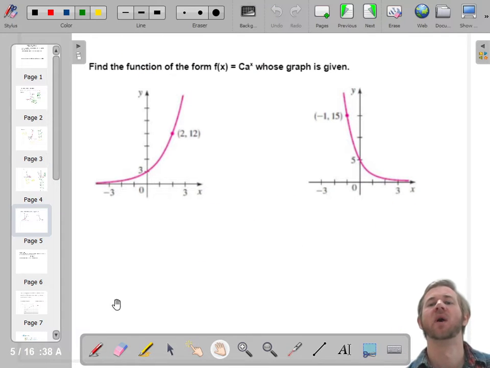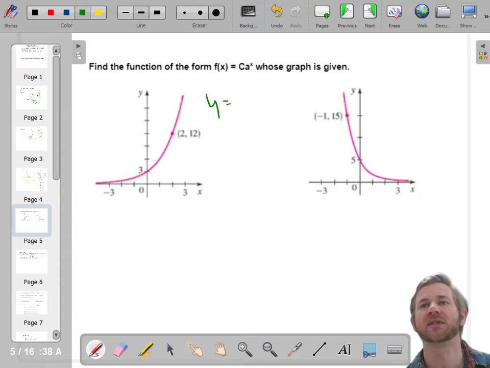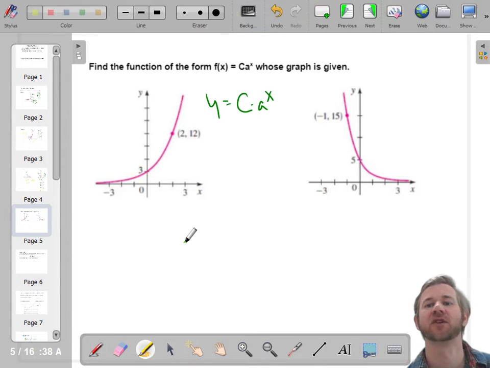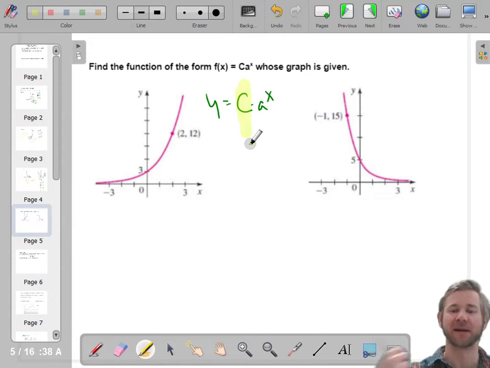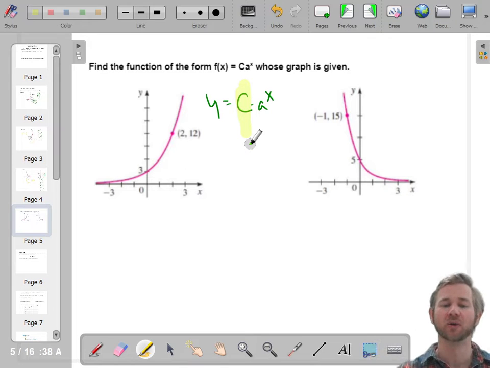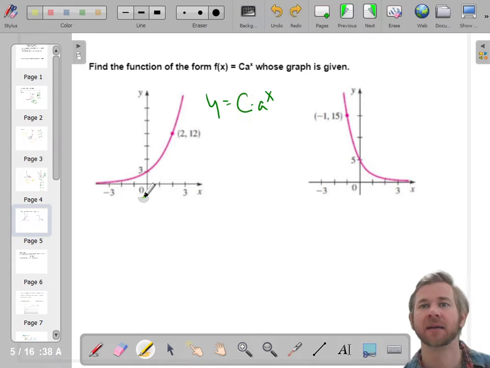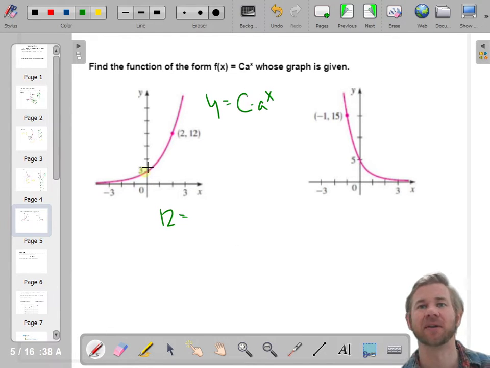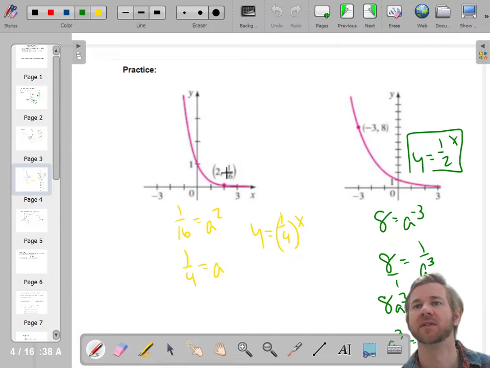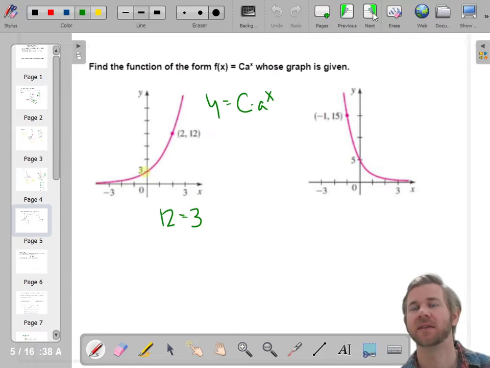Okay, now let's do one where I give you a different format. This is c times a to the x. So y equals c times a to the x. You just have to remember that c is your initial amount. What are you starting with when no time has passed? AKA, what's the y-intercept? So the y value here is 12. C, your initial amount, is 3. Look, in the other ones, it was 1 both times. So this is different because 3 is your y-intercept.